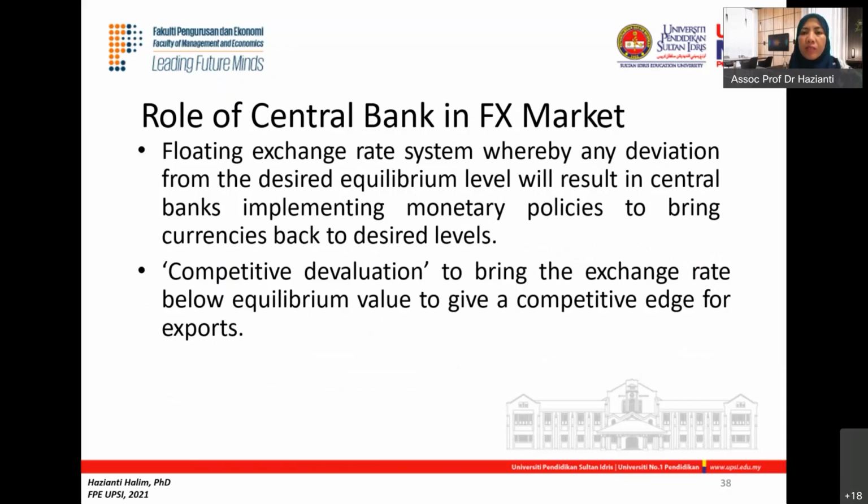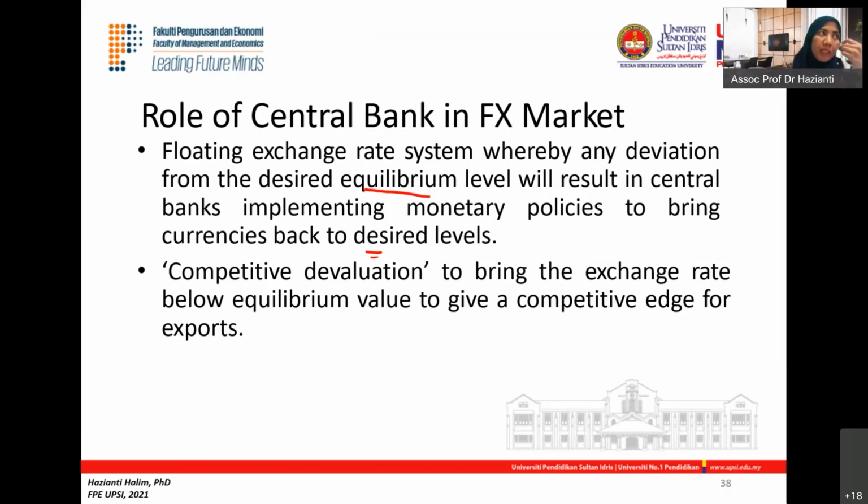Alright, so what is the role of central bank in forex market? Okay, sebab dia floating rate, dia ialah currency of the world. Jadi any deviation dari equilibrium level macam kita tengok last week tu will result in central bank implementing monetary policies to bring currencies back to desired level. Right? So ini pun Bank Negara kena kontrol lah sebab dia tak nak terlalu banyak sangat duit keluar kan.